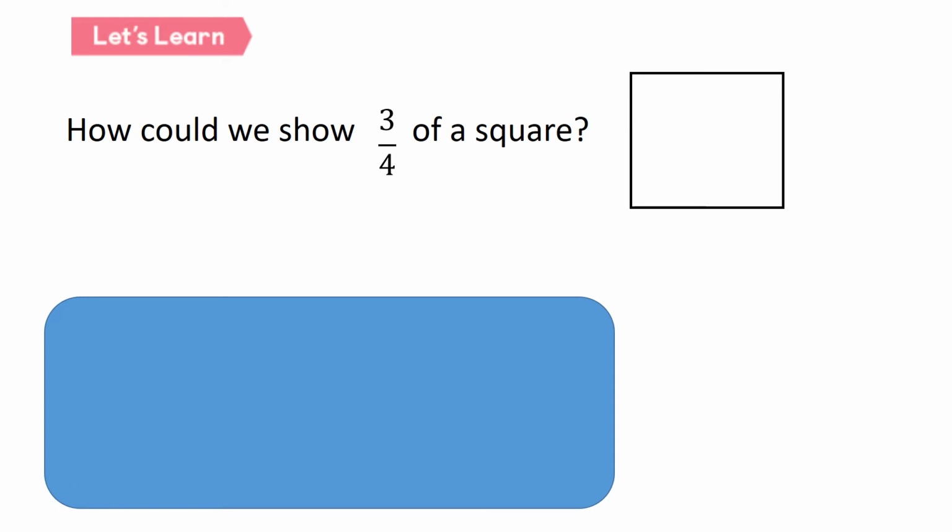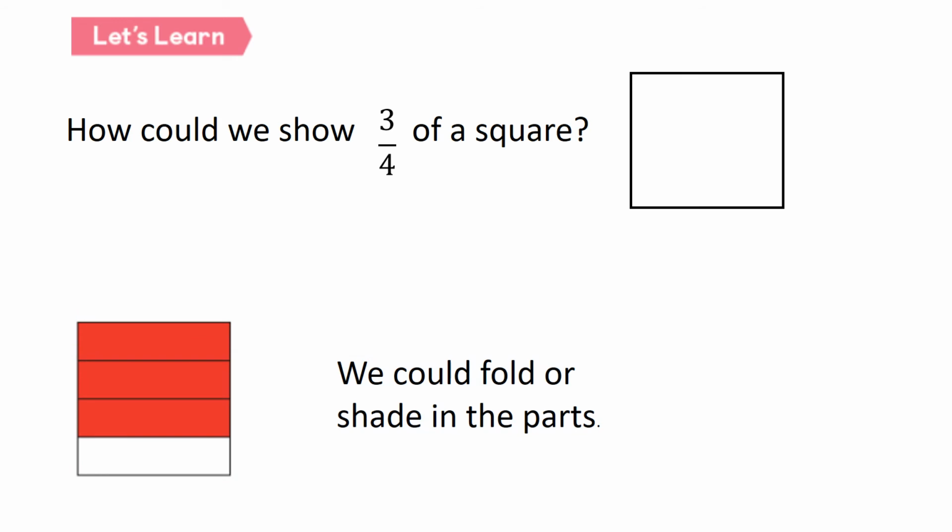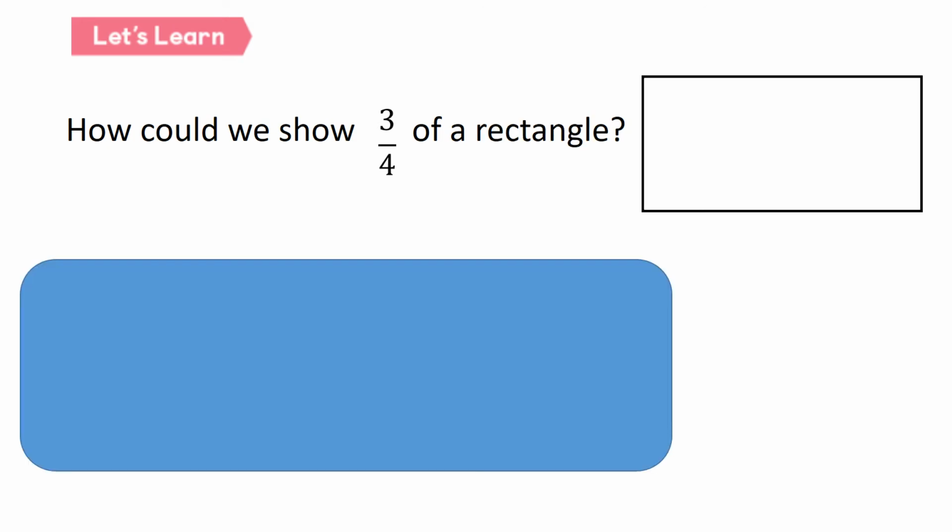Pause the video and have a chat with your partner about how you would show 3/4 of that shape. And remember, if we're thinking about quarters, try to remember how many equal parts the square is going to need to have. So, I have shown 3/4 of the square by drawing 1, 2, 3 horizontal lines, and that gives me 1, 2, 3, 4 equal parts. And I've coloured in 3 of them.